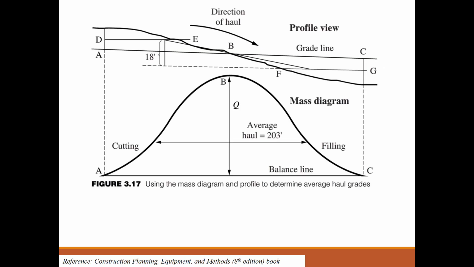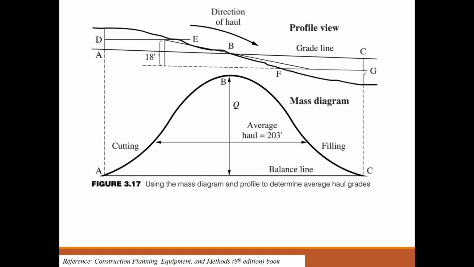So if you look again into the mass diagram, the way to go about this is that you will need to look up onto the profile that's plotted at the top, which is this profile. Then, when you look at the profile, you are going to try to approximate the average haul grades. So you want to draw a horizontal line that roughly divides the cut area in half in the vertical dimension, which is really what you see DE here and what you see GF here.